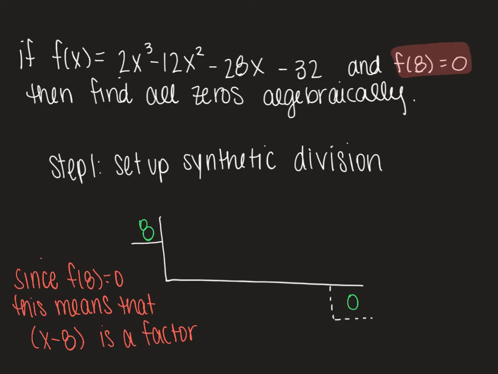And then to continue to set this up, we're just going to use our coefficients from our functions. So we had 2x cubed, negative 12x squared, minus 28x, and then minus 32. So this is our setup. So the 8 comes from the f of 8, and it equaled 0, so that will be what we expect our remainder to be.